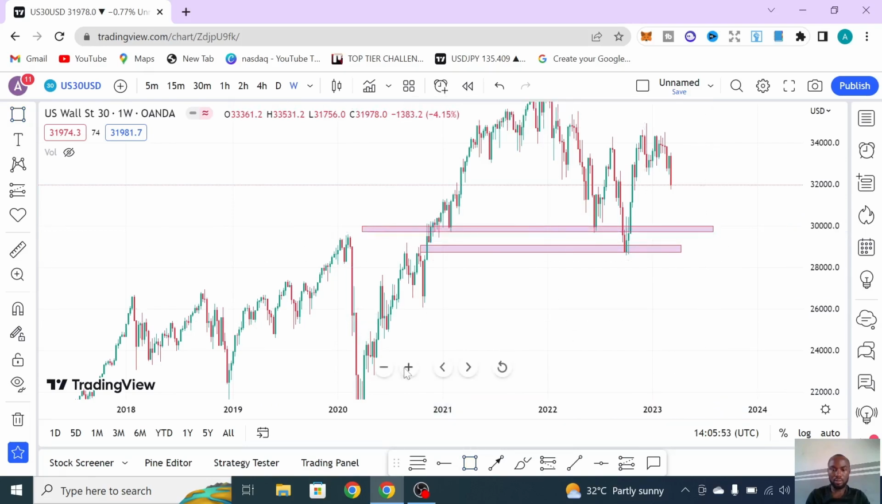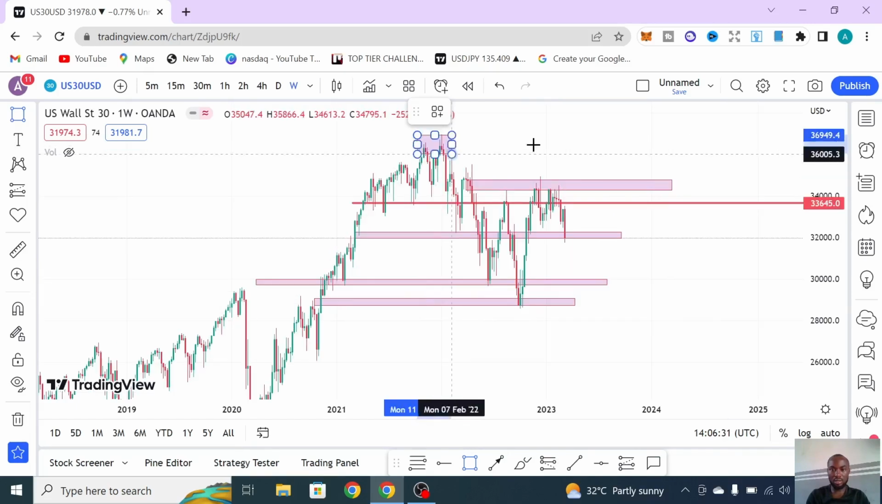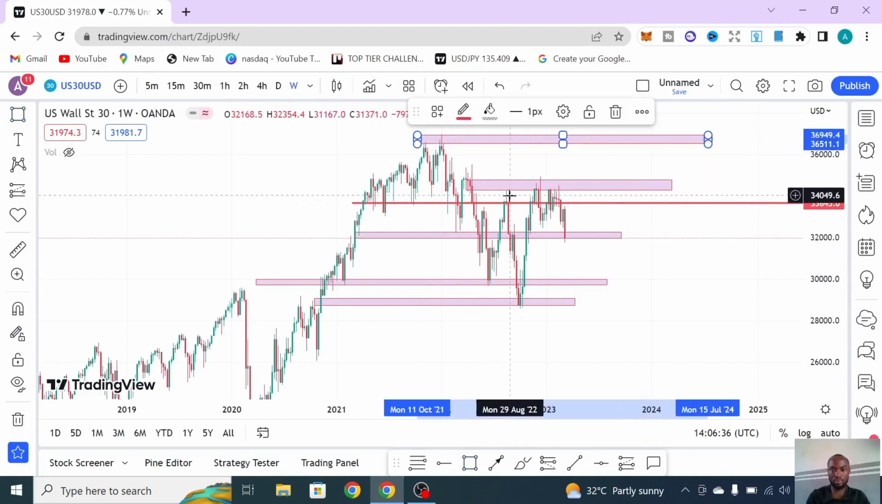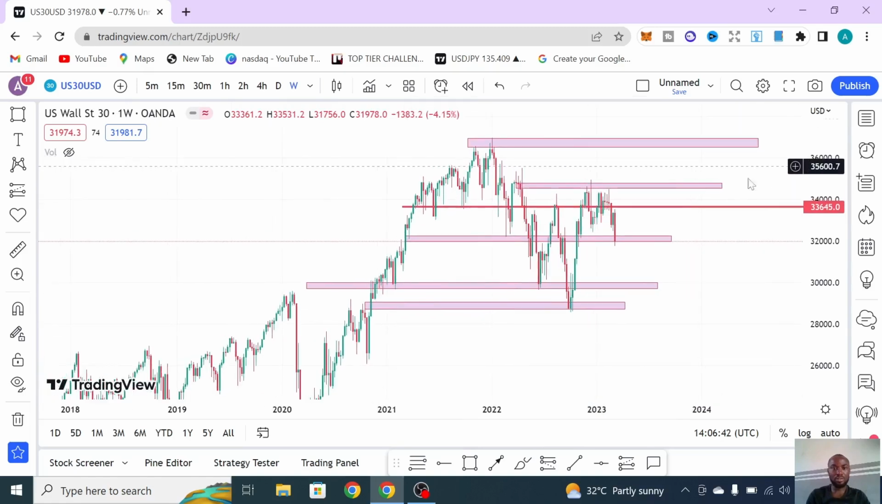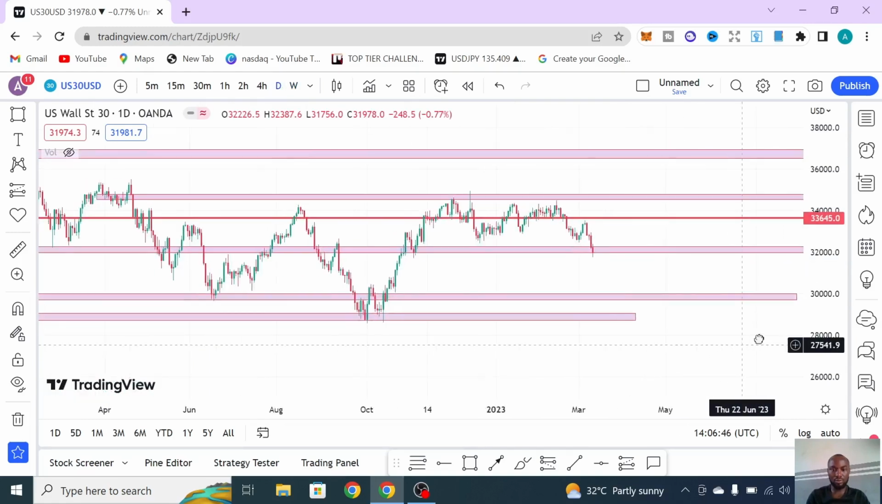Same thing here. So having established it on the daily and weekly time frame, we should be able to go to a smaller time frame to see what is happening.